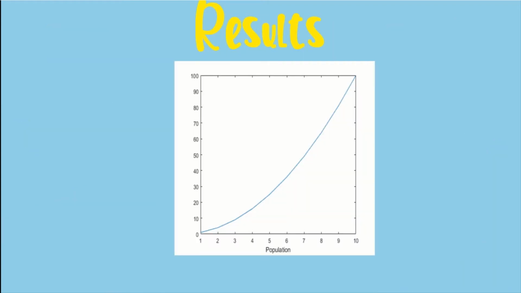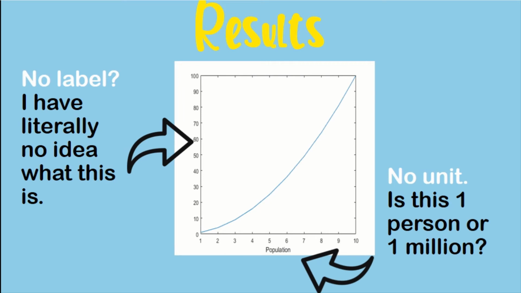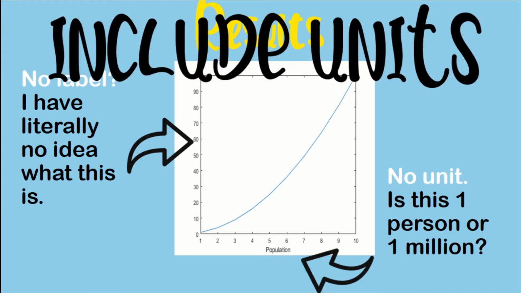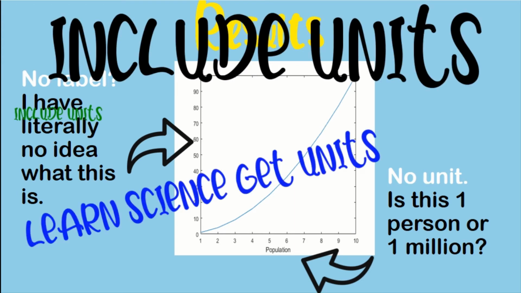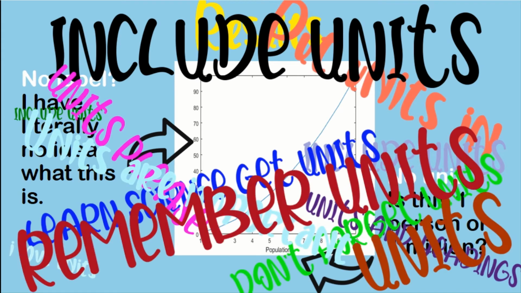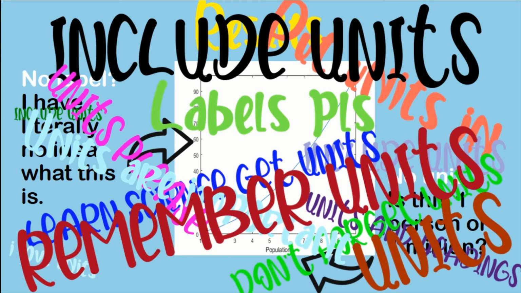So here's another one. So now I've got a graph, but once again, there are no units, and worse than that, on the y-axis, I don't even have a label. I've got no idea what that's telling me. 10, 20, 30, 40, could be anything. So once again, you have to make sure that you include units, because I don't know what it is, but not just units, labels as well.